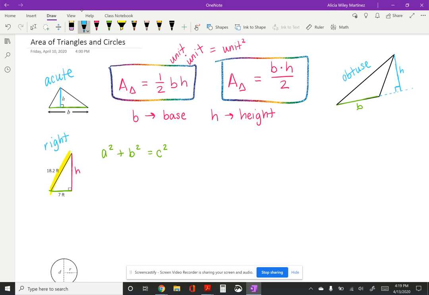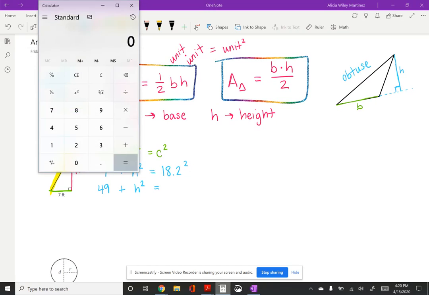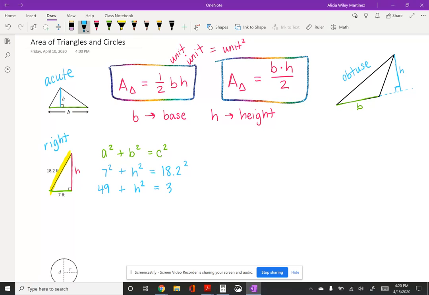So I'm going to make this be my A. So it's going to be leg squared, so 7 squared, plus the other leg, which I'm going to call h. H squared equals hypotenuse squared, 18.2 squared. I know 7 squared is 49. I don't need a calculator for that. And 18.2 squared is 331.24. We're going to keep it as 2 decimals.